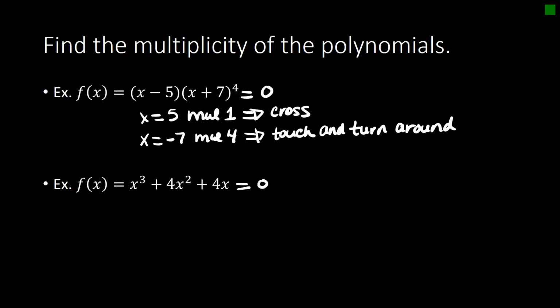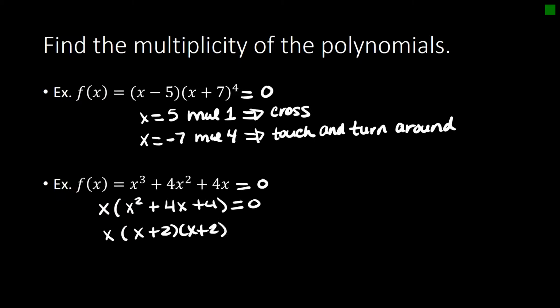Here it is not factored out for us. We have x cubed plus 4x squared plus 4x, and we're going to solve, so let's put an equal 0 there. If you notice, we have a greatest common factor of x, so we can bring that out. We're left with x squared plus 4x plus 4 is 0. And then we can factor x squared plus 4x plus 4 as x plus 2 times x plus 2. So we have x times x plus 2 squared equals 0.